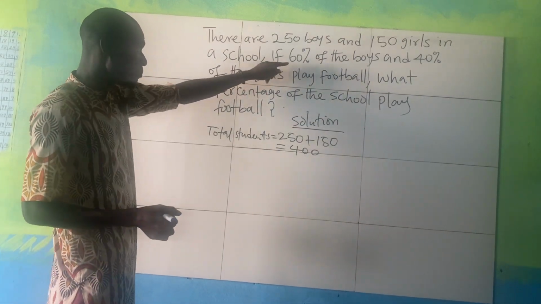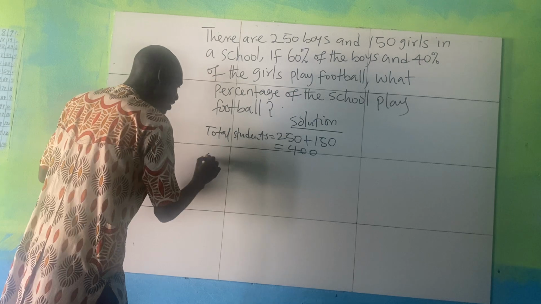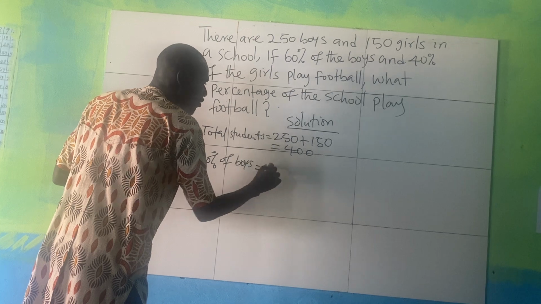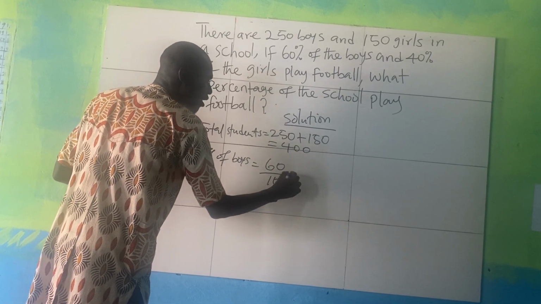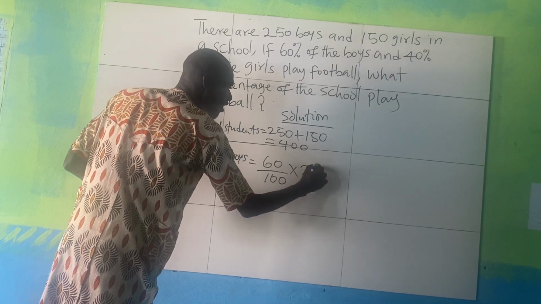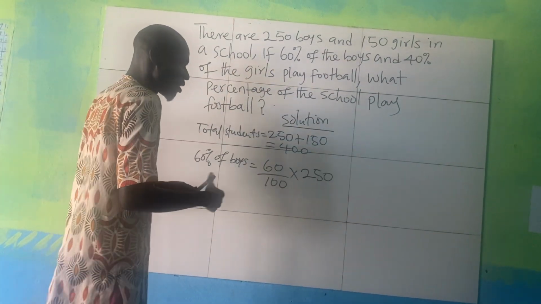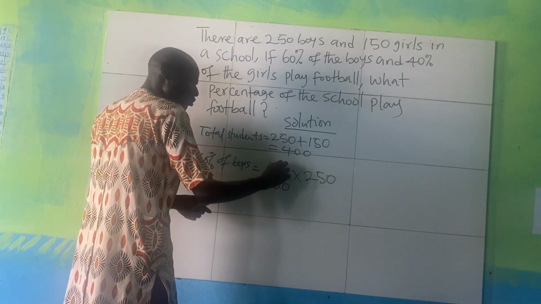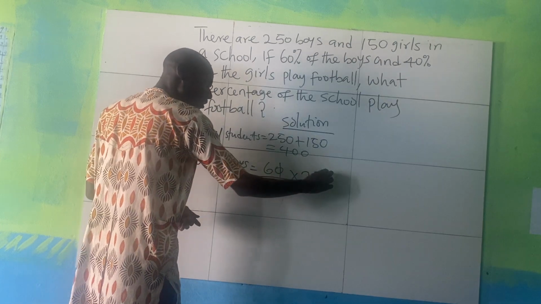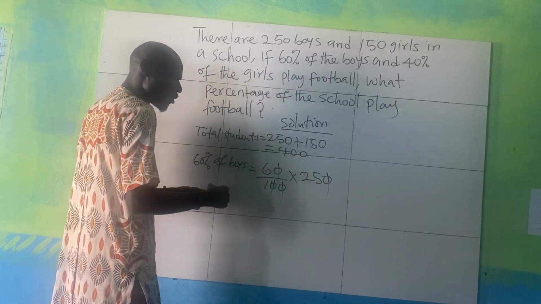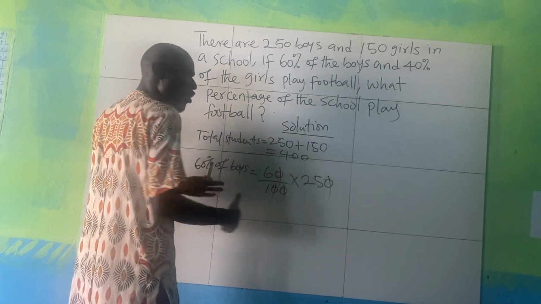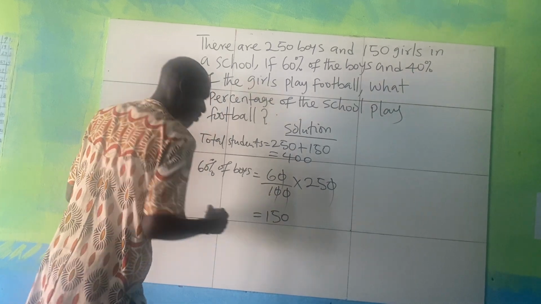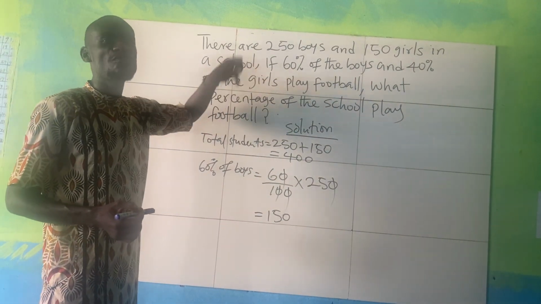So now let's get 60% of the boys. 60% of the boys that are involved in the game: 60% of boys is equal to 60 over 100 multiplied by 250. Whichever way you want to go about it, you can cancel 0 with 0 and 0 with 0 here, and you are left with 6 multiplied by 25, which will give us 150. So 150 is the number for 60% of boys.